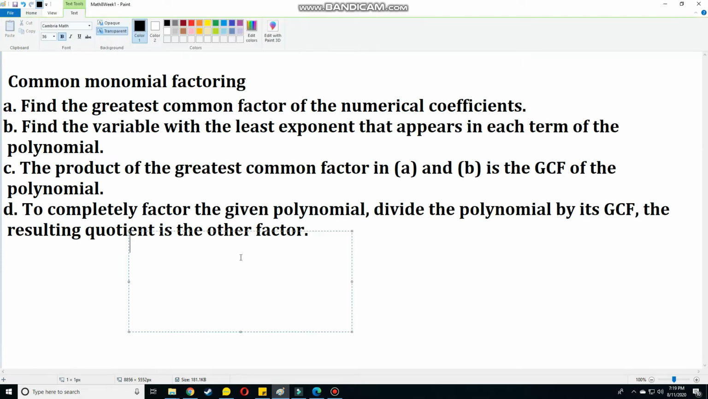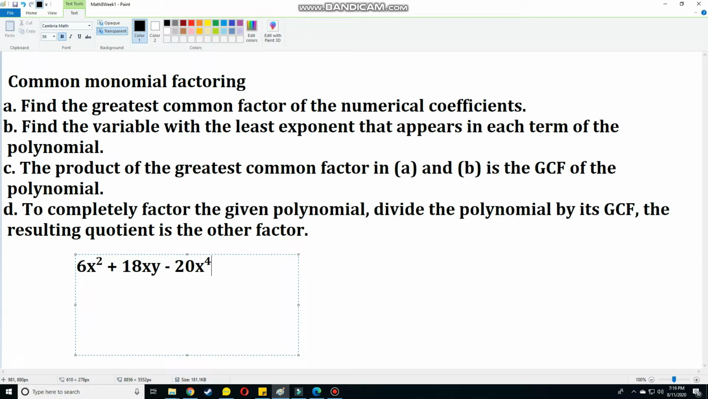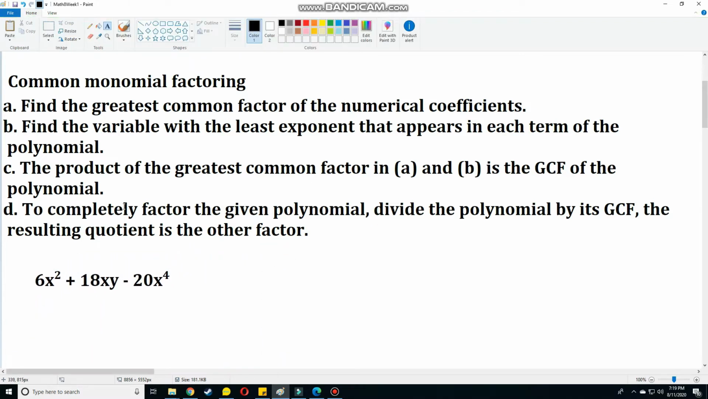Now, let's have an example to make it easier for us to understand. Let's say 6x plus 18xy minus 20x to the 4th. For example, this is our first example on the common monomial factoring.